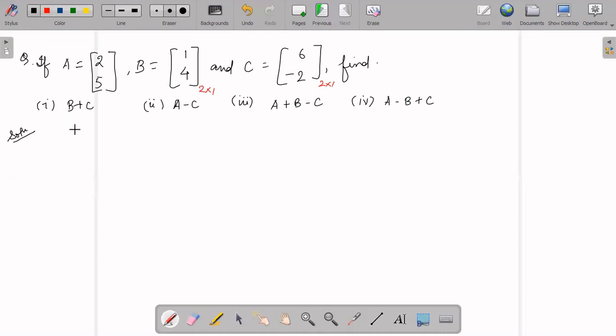Anyway, let us continue. B plus C. We have to add B plus C. So B plus C is equal to, B ko likho, B is 1, 4, plus C. C ko likho, 6, minus 2.